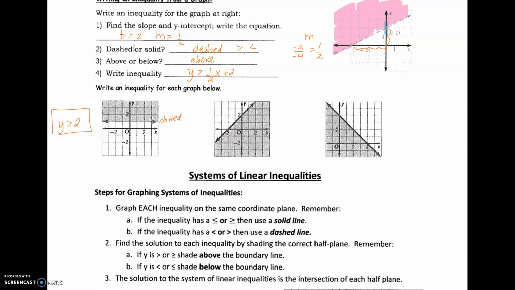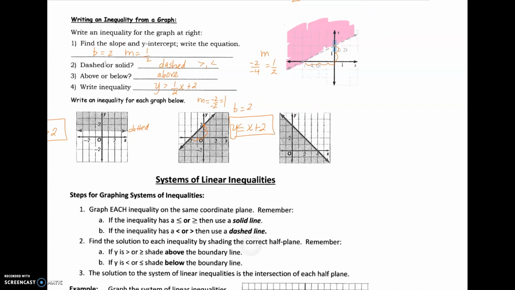Okay, let's go to the next one. The next one is a solid line, so it's going to be greater than or equal to, or less than or equal to. And b is 2. If I go down 2 and left 2 for my slope, that tells me that my slope is positive 1. So I have y, and it looks like the y values are decreasing, so it's less than or equal to 1x, or x plus 2. Easy. Okay, we have one more to do.